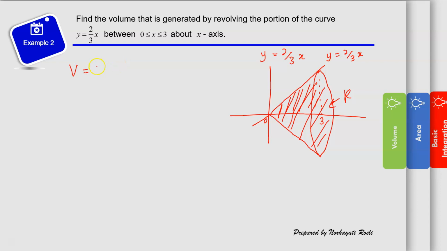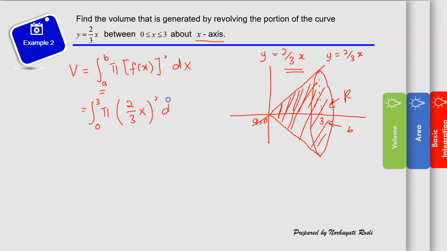V equals the formula of integration starting from a to b, pi. Remember, now it's revolved about the x-axis, which means our function should be a function of x to the power of 2 dx. In this case, our f(x) is given by 2 over 3 x. And our a here is 0, this is a, and this one is b. So here we'll have integration from 0 to 3 of pi times (2 over 3 x) squared dx.